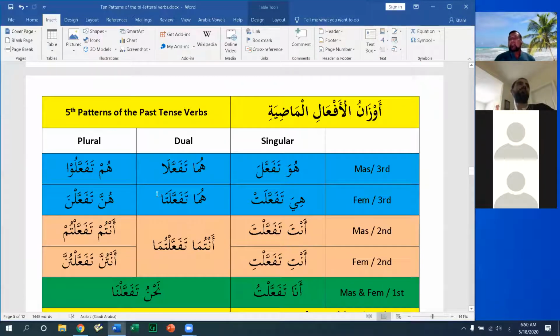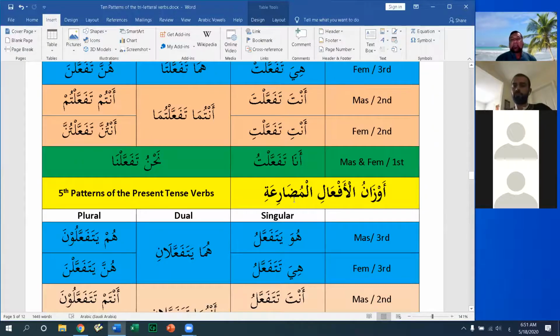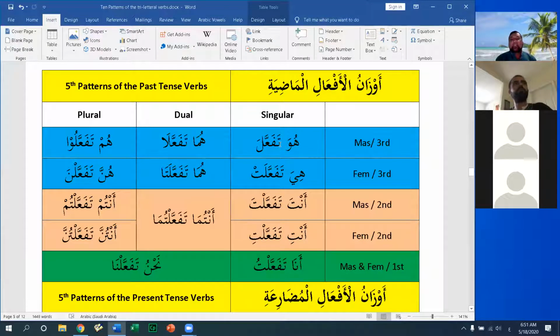The fifth form of the verb and the sixth form is pretty straightforward, and they're very similar. The only difference is instead of putting a shadda on the ayn for the sixth, we'll put an alif after the fa. So here we have tafa'ala, and the sixth will be tafa'ala. Let's go ahead with the fifth. I'll go ahead and read this one.